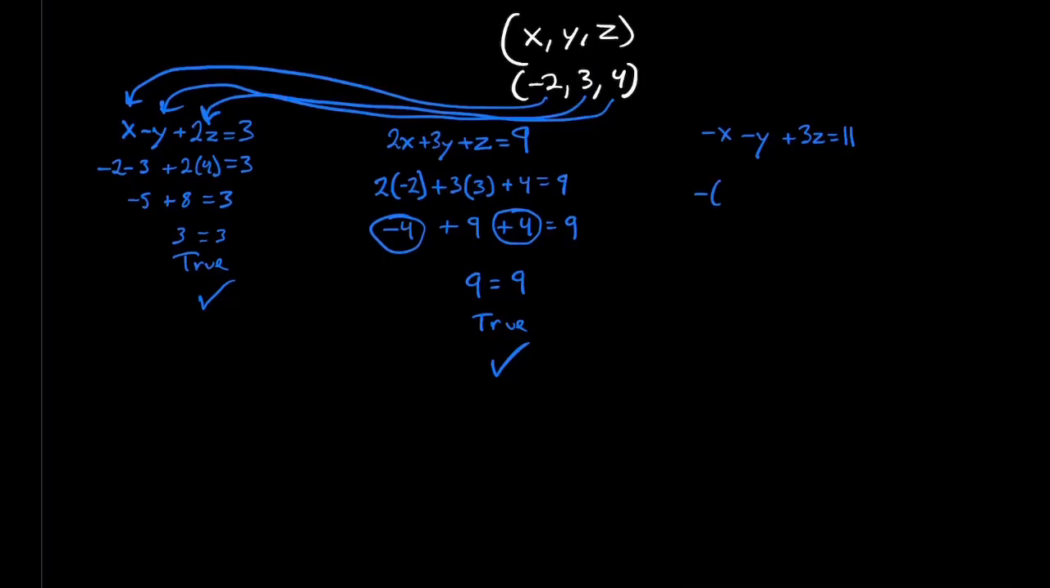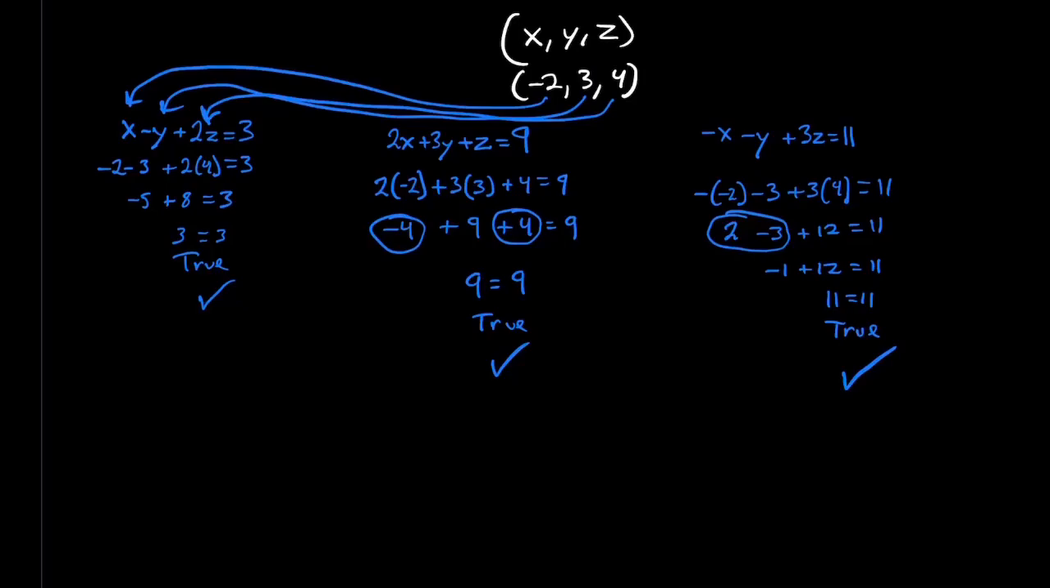We have -2 minus 3 plus 3 times 4. This has to equal 11. This is a double negative, so this becomes +2. And then this one becomes 12. Here, the 2 minus 3 is -1. And then 12 minus 1 is 11. So we have 3 true statements. Having checked it in all 3 equations, we know that this is the correct answer.